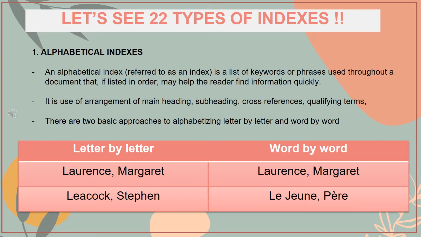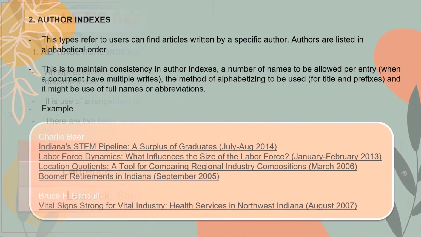These are two examples that I found about letter by letter and word by word. Okay, we go to the next slide, which is author indexes. Author indexes mean the user can find articles written by a specific author.